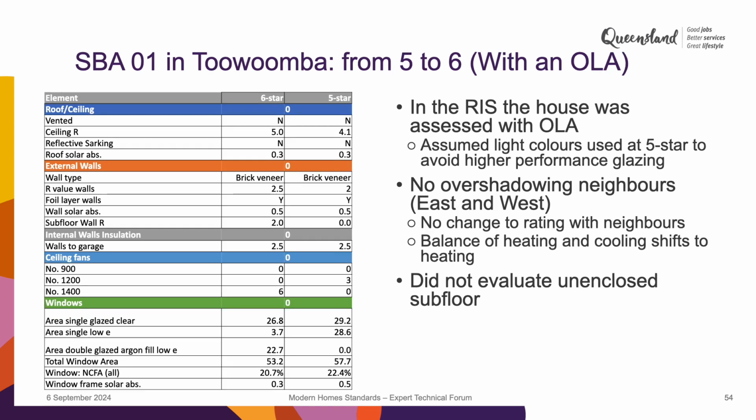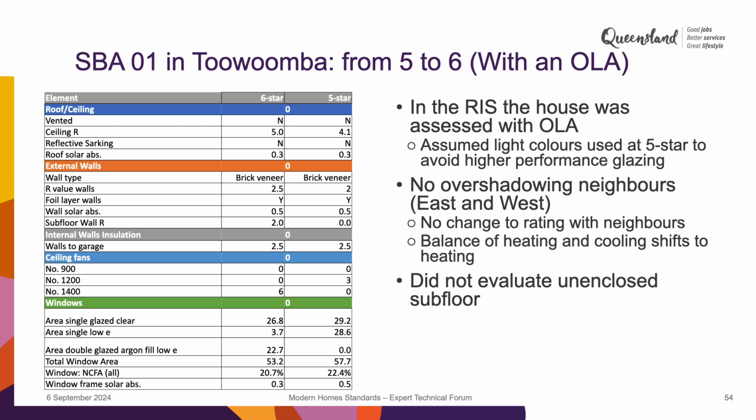Okay, in Toowoomba, a similar sort of story: increasing the R value of the ceiling and the walls, putting some subfloor wall insulation in, using more and bigger diameter ceiling fans, a little bit of single low E in Toowoomba, but now more double glazing. At 5 stars, with the new weather data, you would have had to have had about half the glazing with single low E. Now, you've got a little bit of single low E and about half the glazing being double glazed.